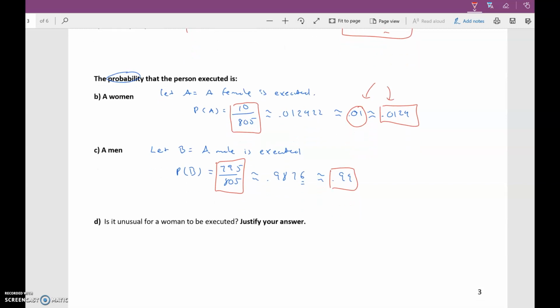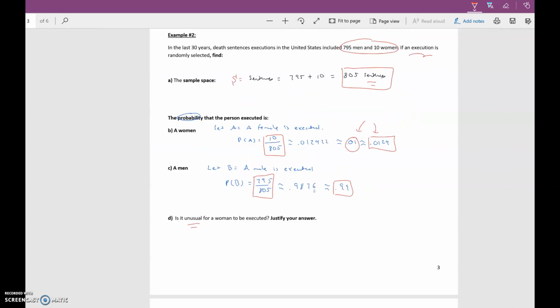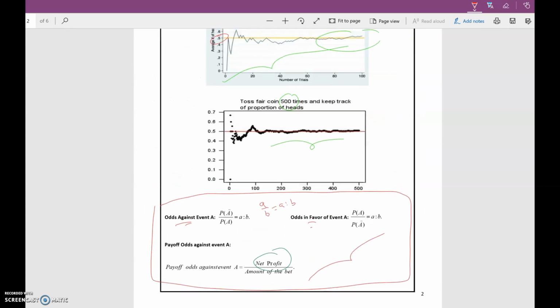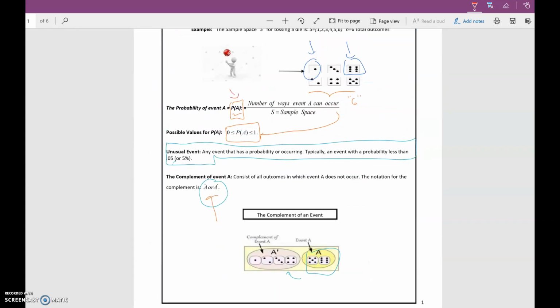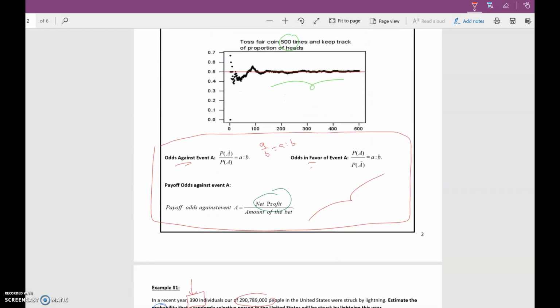Now, the last question that they're asking is, is it unusual for a female to be executed? If they had mentioned anything about the data being bell shaped, you're talking about 2 standard deviations away from the mean, or the complement of that, which is 5%. So that's what it's referring to, this 5% rule that you're going to see here. You may see that explanation in some of the homework questions. In this case, if the event is less than 5% or 0.05, we'll just say that it's unusual.